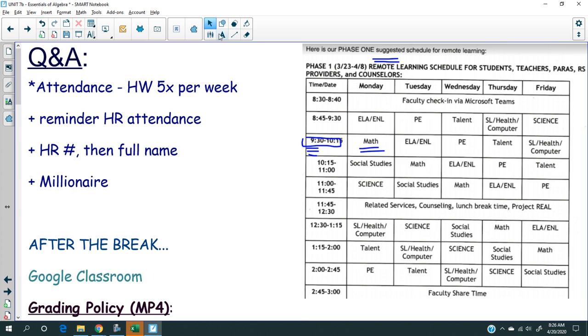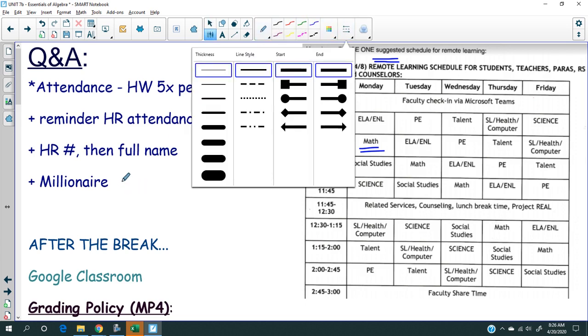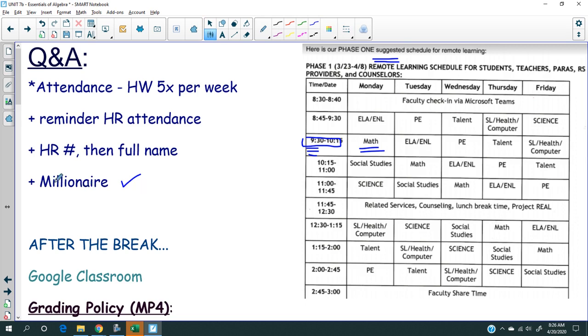Before we start, after last Thursday, another person sent me a screenshot of their millionaire game. So now we have 2 millionaires, out of 130 students. If you want to send a screenshot, you're more than welcome to. Keep making your homeroom attendance, guys. In your homework, keep doing the homeroom first and then your name.